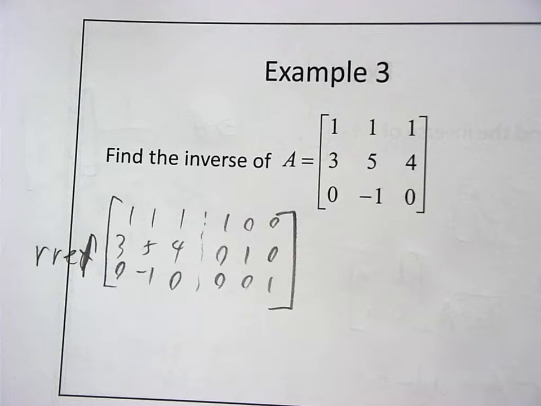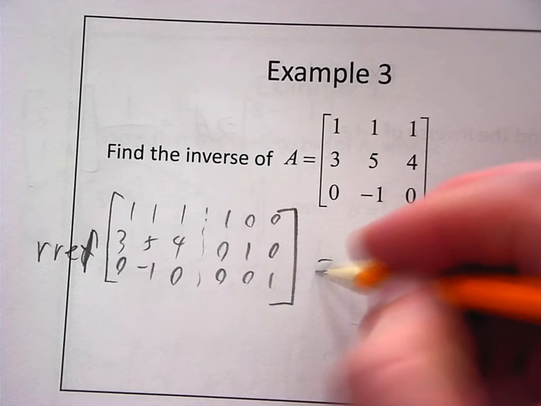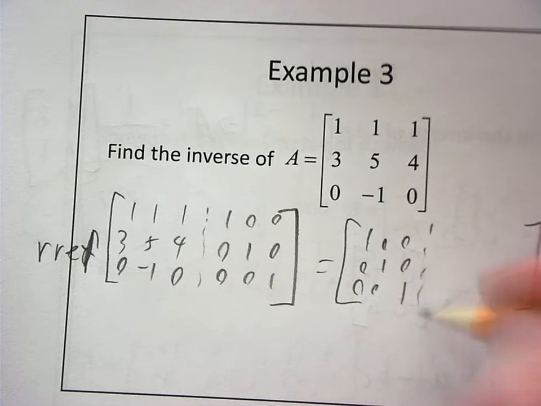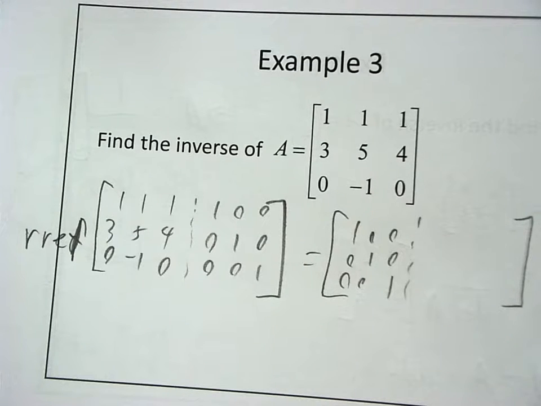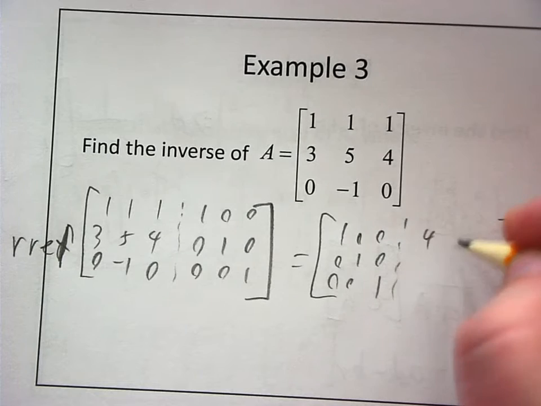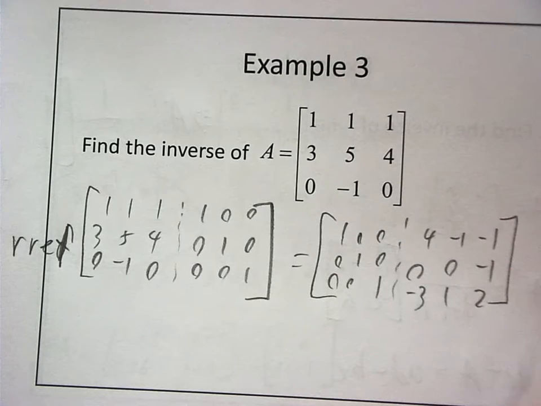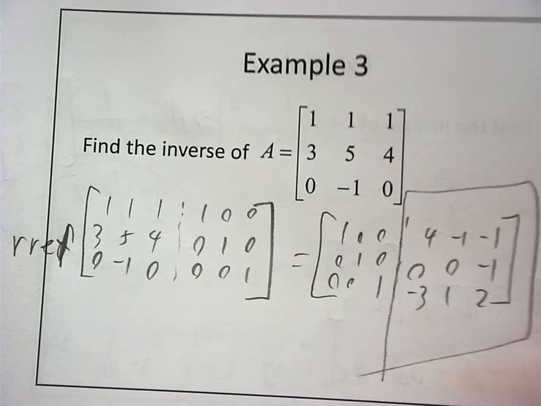What are your dimensions going to be on that matrix? 3 by 6. What do you end up getting for the right half, 3 by 3? 4, -1, -1, 0, 0, -1, -3, 1, 2. Everybody get that? And then this would be your inverse.